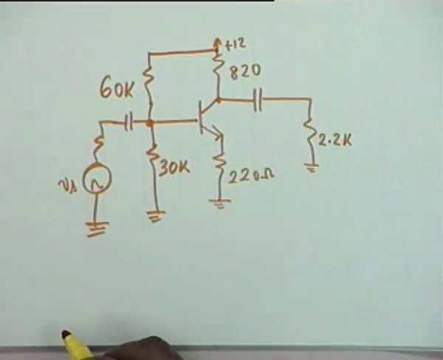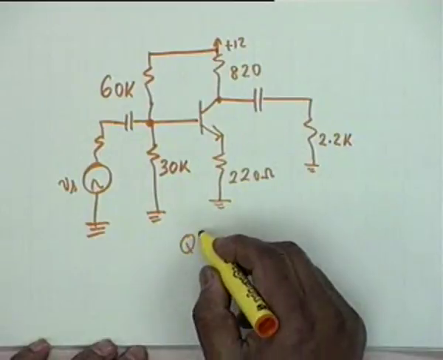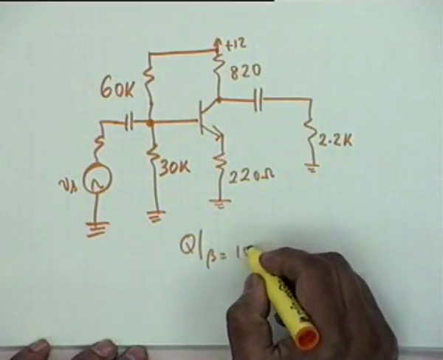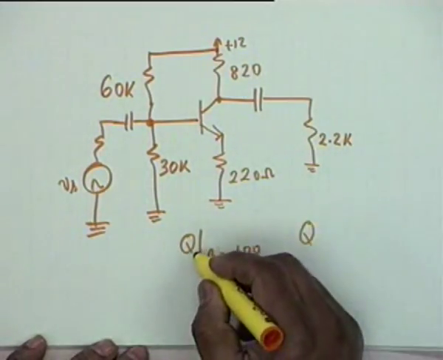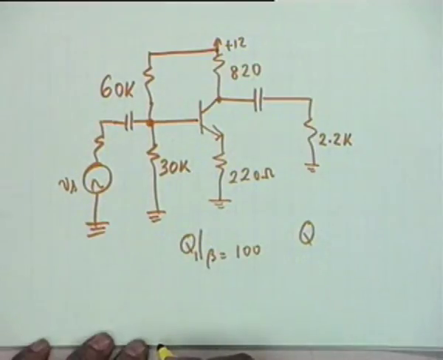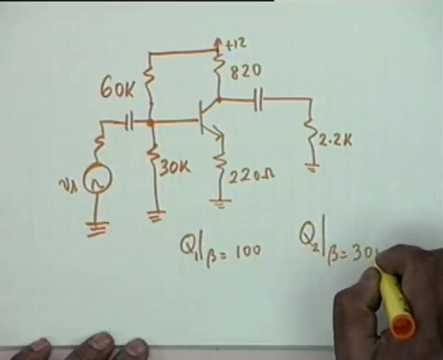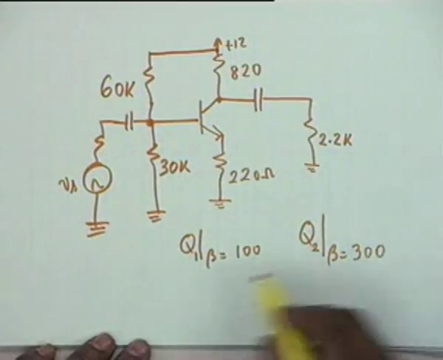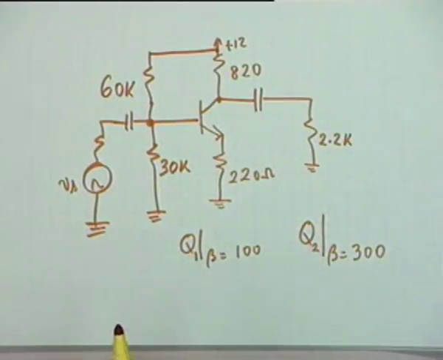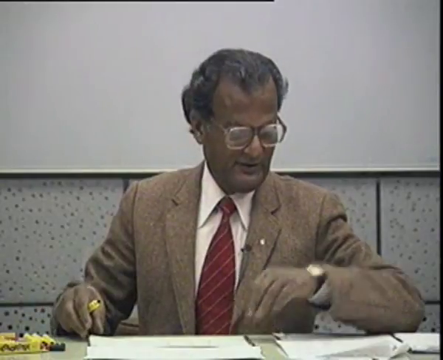The question is, compare the operating points for beta equal to 100 and call this Q1 operating point, and second operating point for beta equal to 300. Compare the two operating points and then answer the question whether the circuit is adequately stabilized for beta variations or not. All right. So the procedure is straightforward.